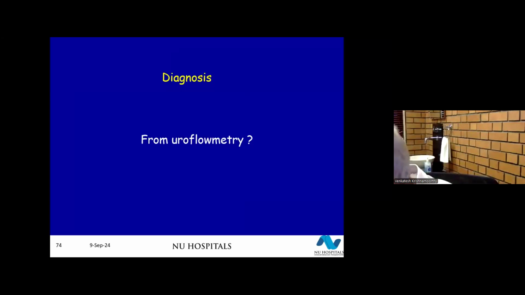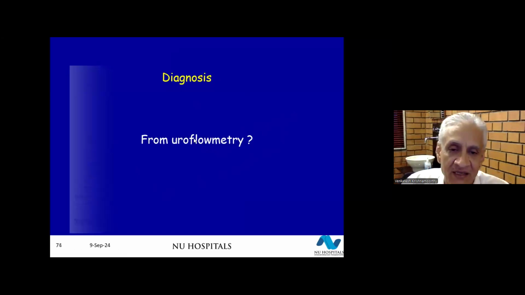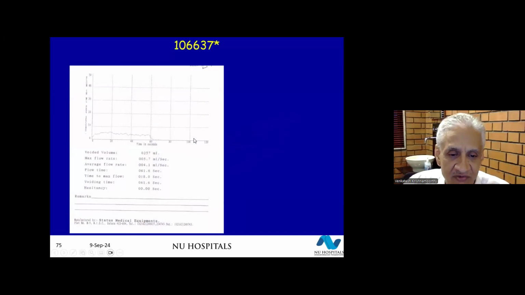So we cannot get the exact diagnosis from the uroflowmetry. Still, in the case of stricture disease, there's a typical low peak pattern. So from that, we can identify the stricture. But to rule out other causes of bladder outlet obstruction, uroflowmetry is not enough. Okay. Yeah, good. I like that answer because that is what we are coming to.